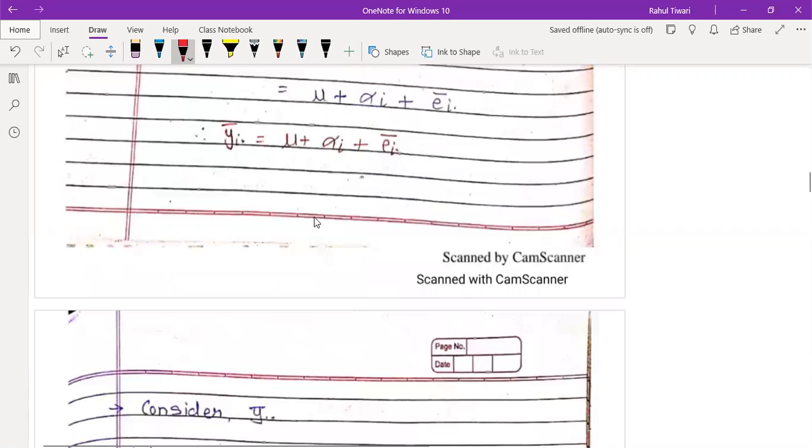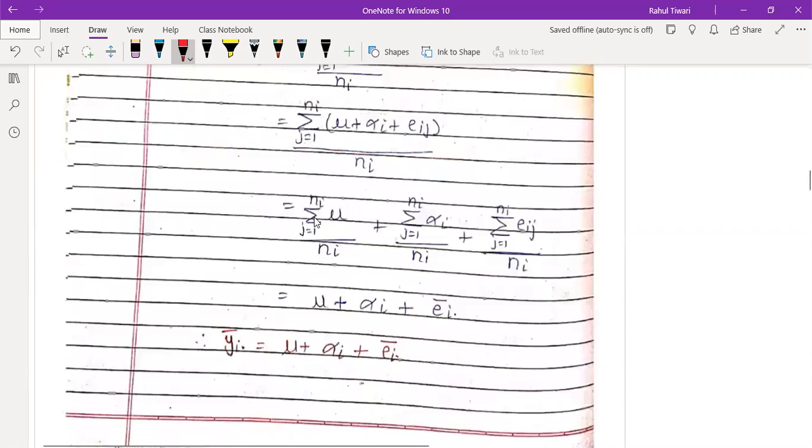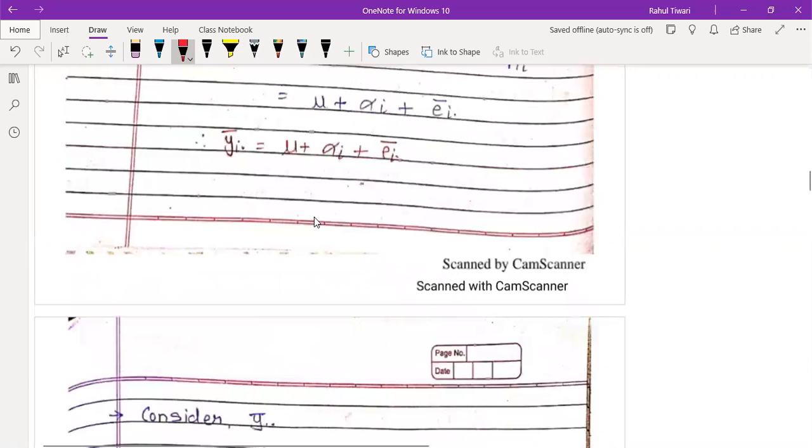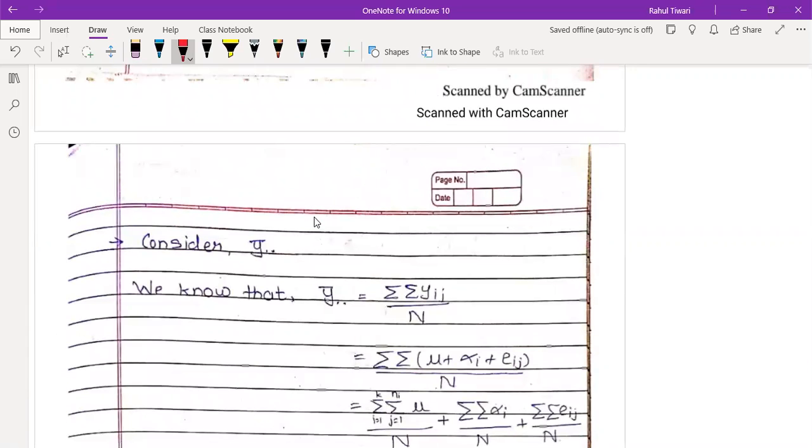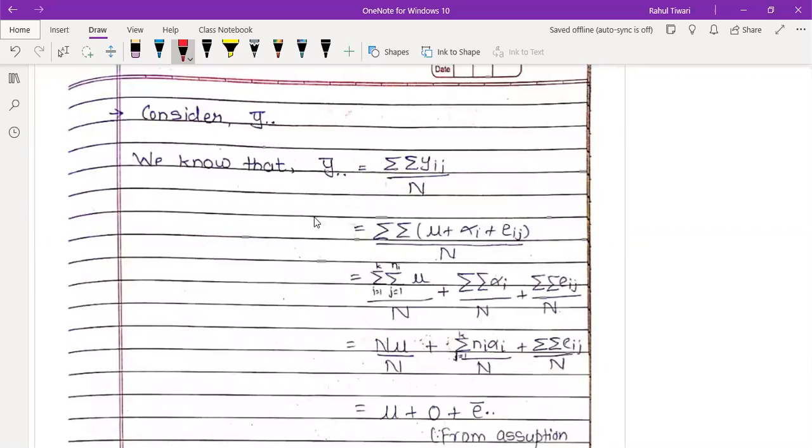Now consider y bar dot dot. As you did it for y bar i dot, can you do it for y bar dot dot? The same way. What will you get? Can anyone tell? The terms get cancelled, remaining with mu. But what about this quantity? It's over the range of i and over the range of j. So we have put the assumption that the sum of n_i alpha_i becomes 0. And what is this? E bar dot dot, because you are dividing over the range of i and over the range of j. So that is a grand error, e bar dot dot.